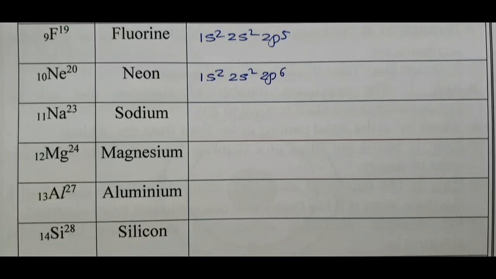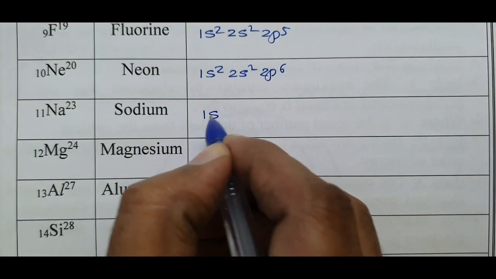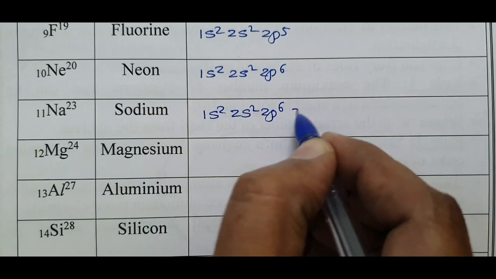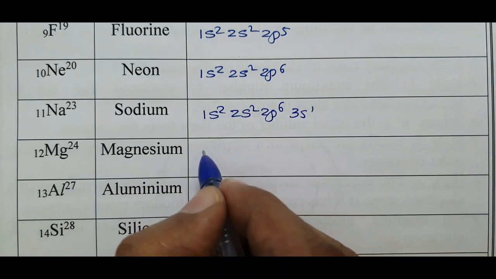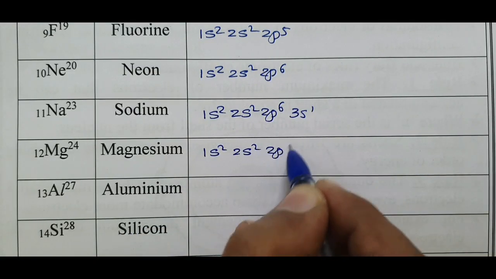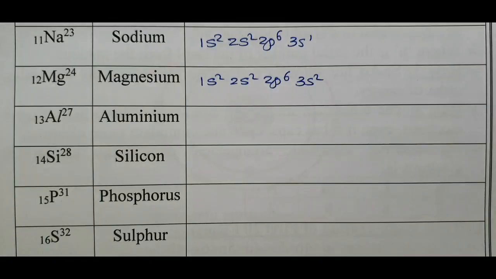For sodium, the electron entered into the 3s orbital, atomic number 11, electronic configuration 1s2, 2s2, 2p6, 3s1. That for magnesium: 1s2, 2s2, 2p6, 3s2. The s orbital holds a maximum of 2 electrons, the p orbital 6.